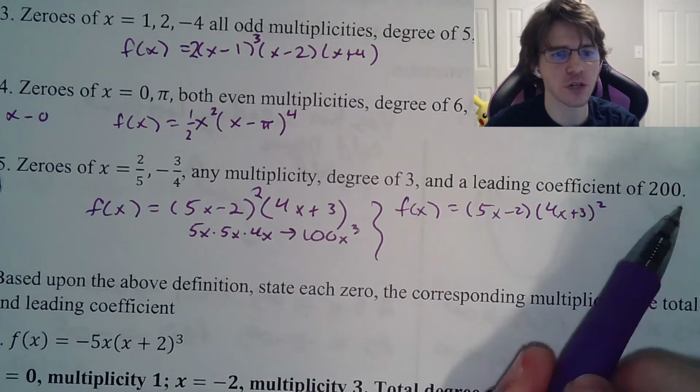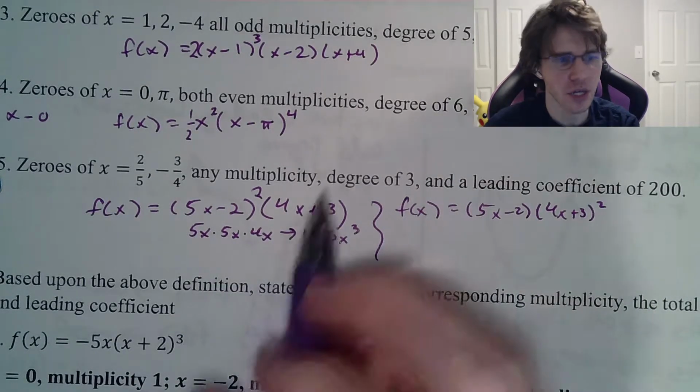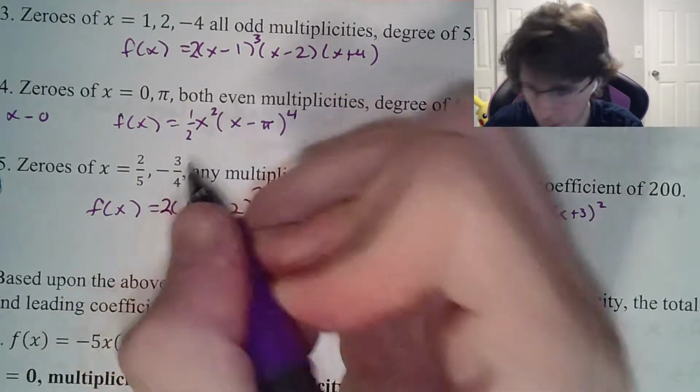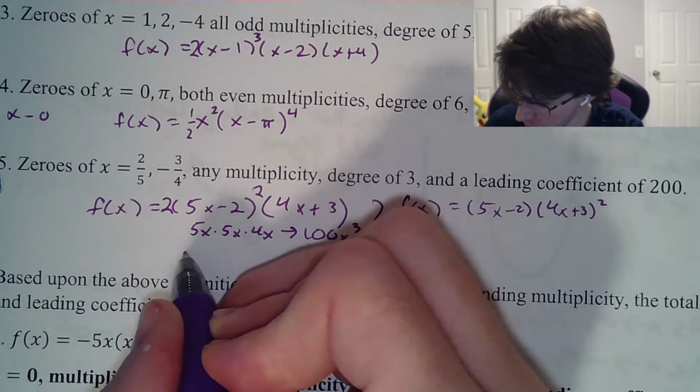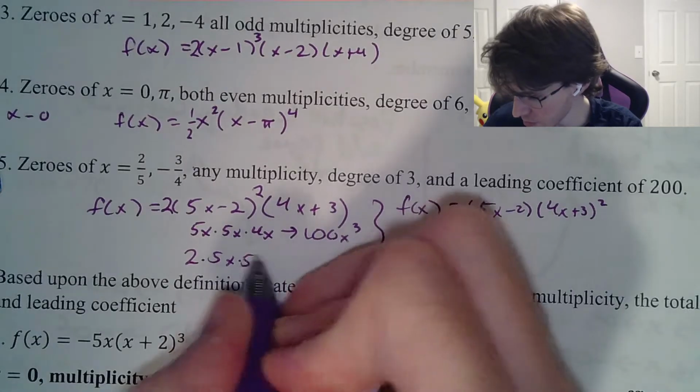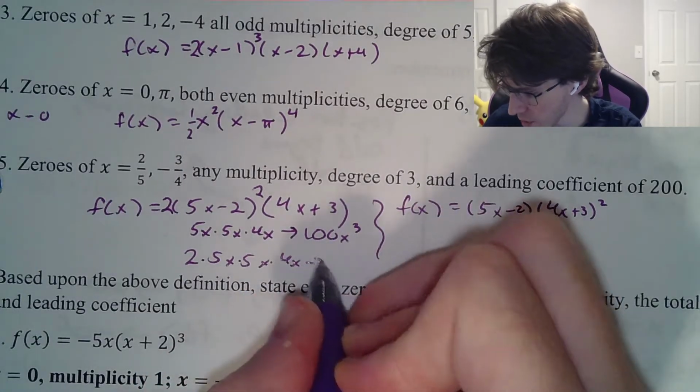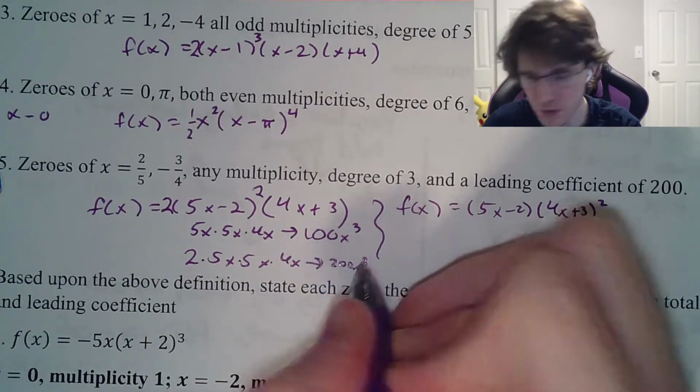But I want a leading coefficient of 200. It's currently 100, so that means I've got to throw a big 2 right there in front. Because if I put a 2 there, then my overall leading coefficient would have a 2 times 5x times 5x times 4x. And that would give me a 200x cubed.